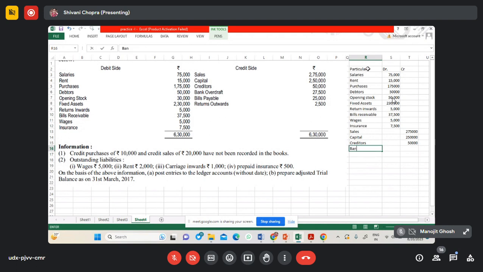Bank overdraft. What is bank overdraft? Liability. Bills payable, 25,000. And then you have returns outwards. Return outwards is purchases return. Okay. Ma'am, opening stock balance is 30,000 rupees. Opening stock 30,000. Let's open it.